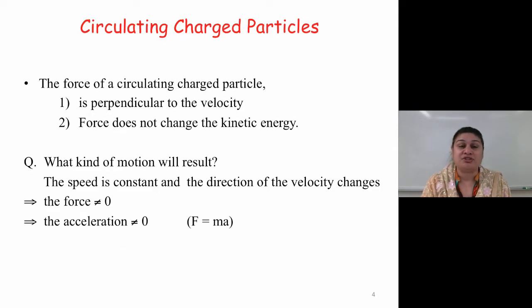Now what about circulating charged particle? So if a particle is moving in a circle, the force on a circulating charged particle will be perpendicular to the velocity and does not change, and this force will not change the kinetic energy of the particle. So what kind of motion will result? Speed is constant. Well, the magnitude of speed is constant and the direction of velocity changes. So this implies the force is not equal to 0 and the acceleration is not equal to 0. However, its speed may remain the same.